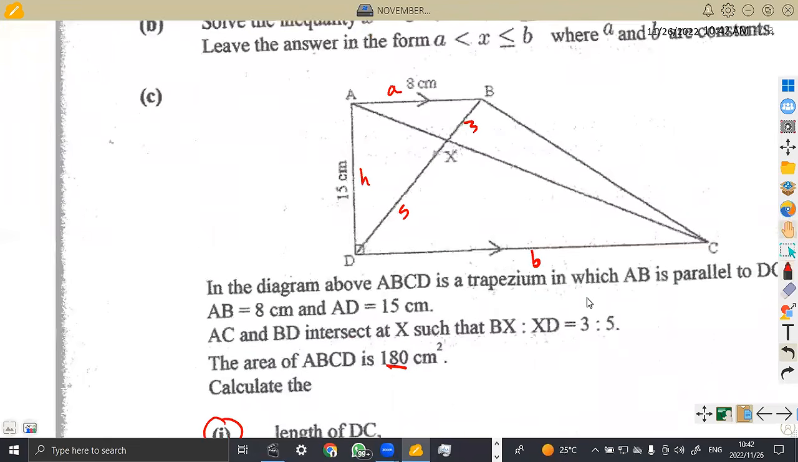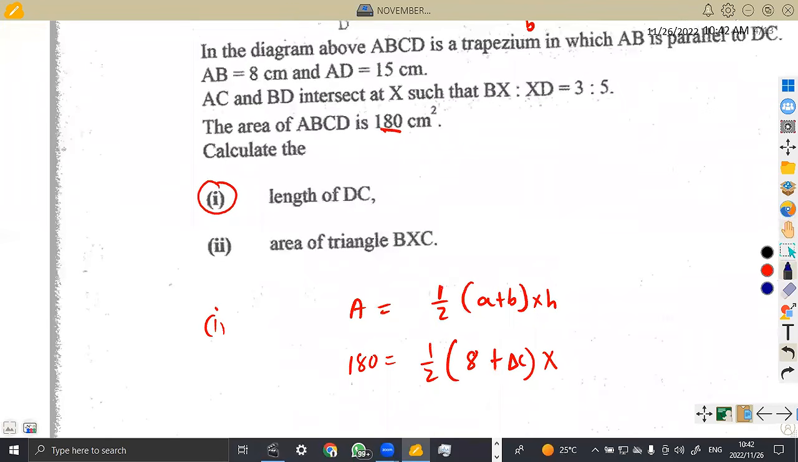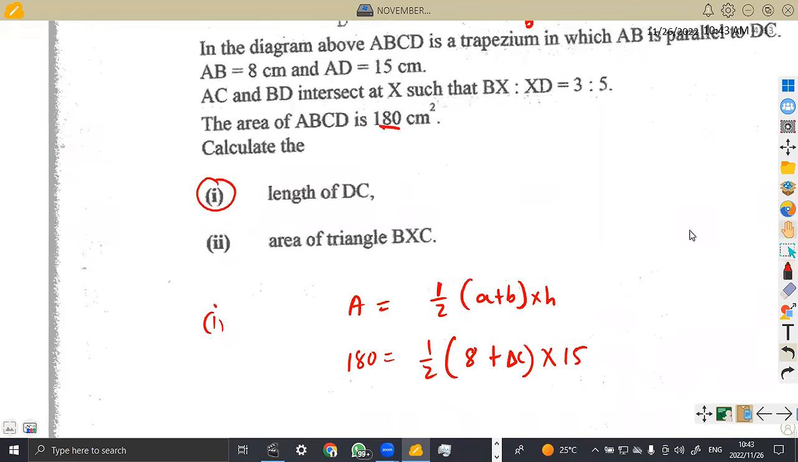So from the diagram, this is the perpendicular height, the one that is at 90 degrees here. That's the perpendicular height of 15 centimeters. So you're going to multiply by 15. Okay, so let's calculate DC. It's now a normal equation, guys, that you can actually work from. I don't know which method is best for you. You can divide by 15, you can cross multiply, guys. There are so many ways that you can do it.